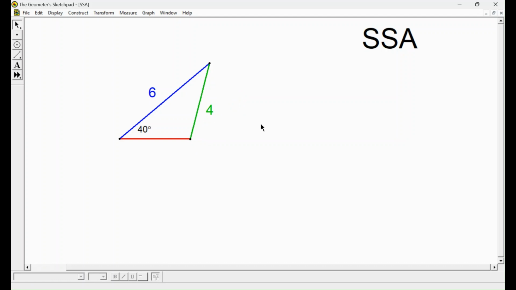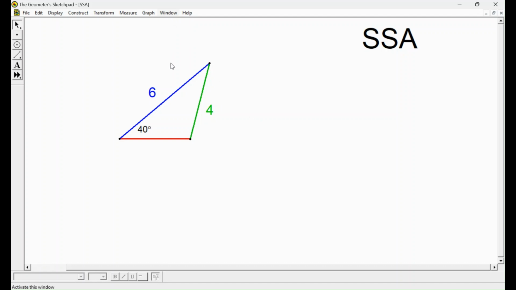This is why SSA is not a proper triangle proof for congruence criteria, because if you know, for example, that a triangle has a 6 centimeter and a 4 centimeter side, along with a 40-degree angle not included between them, then there are two triangles, and we saw that here, that you could build. And if two triangles have these properties, they might be congruent or they might not be. So I would say those are three good examples of the SSA situation.